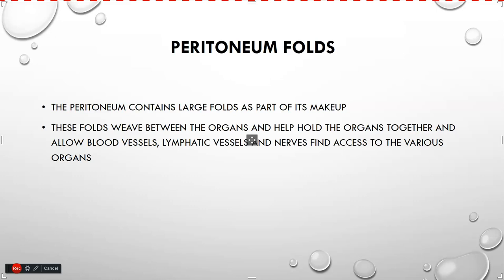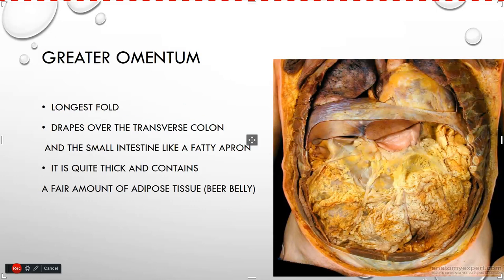There are a couple of specific peritoneal folds. The first is called the greater omentum. So if I want to sort of get you oriented here, this is the human heart. This is the edge of the diaphragm. This is the liver. This is the stomach. This big yellow material is the greater omentum. And behind there, you will find all of the large and small intestine.